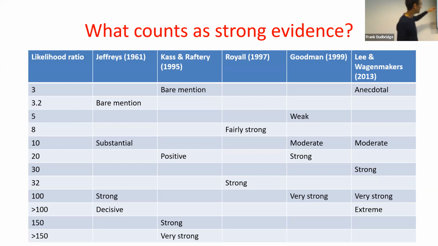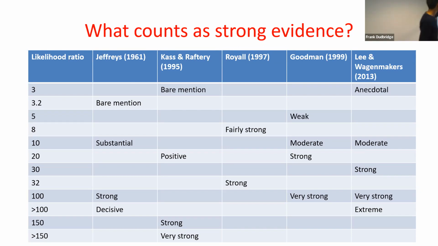And what you can see here is that different authors have different levels that they consider to be substantial or strong. Not only that, but the adjectives they use are different as well. You might also note that some of them have the same thresholds, but different adjectives. So for Jeffreys, 10 is substantial. Goodman calls that moderate. A lot of heterogeneity in there.